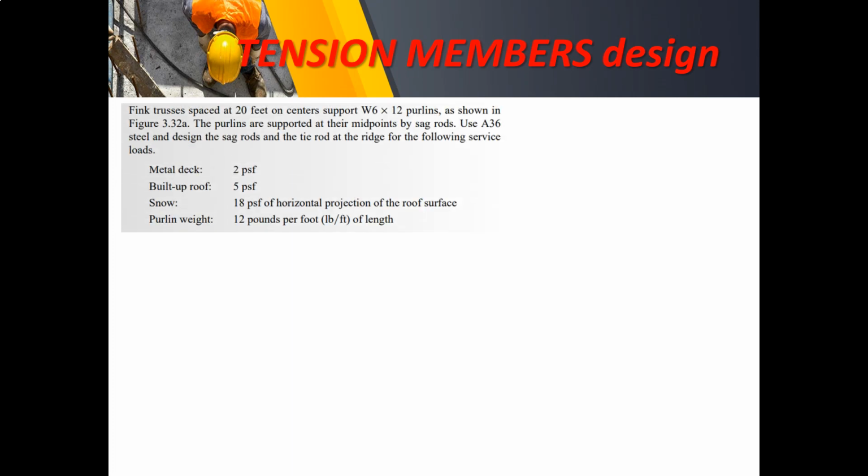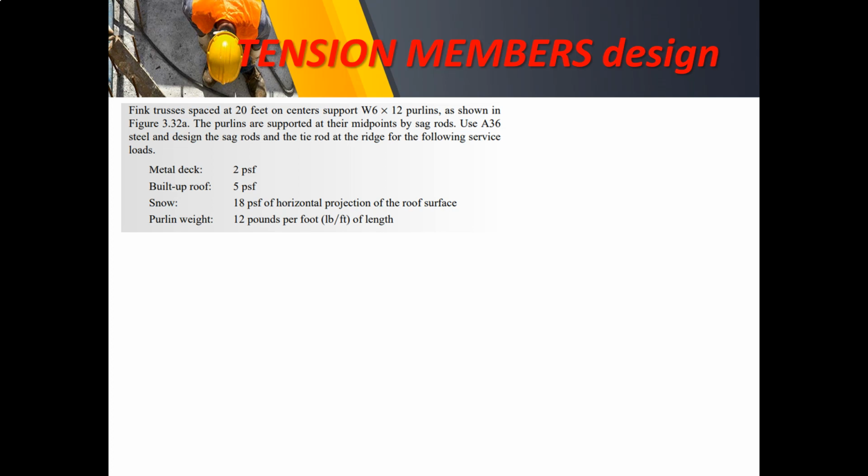So another problem, we have here a fink truss that is spaced at 20 feet on centers, supporting W6 by 12 purlins. By the way, in W6, the 6 refers to the estimated depth of the section, while the 12 is referring to the weight in pounds per foot. So the purlins are supported at their midpoints by the sagrods. We're going to use here A36 steel and design the sagrods and the tie rod at the ridge for the following service load.